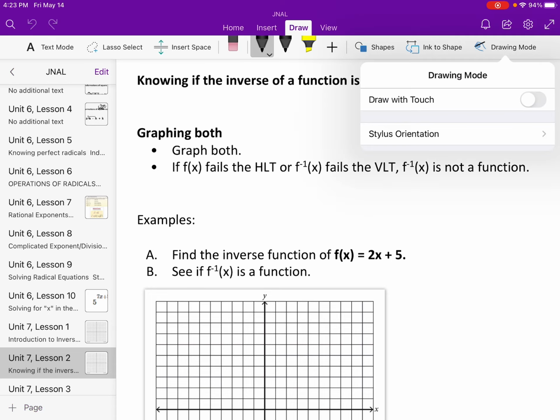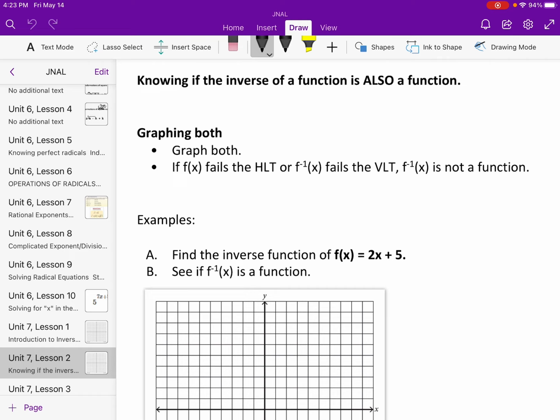If the original fails the horizontal line test, which we'll review, or the inverse fails the vertical line test, then the inverse is not a function. Basically, if something fails the vertical line test, it's not a function. If something fails the horizontal line test, it is a function, but its inverse is not a function. So we could look at it either way.